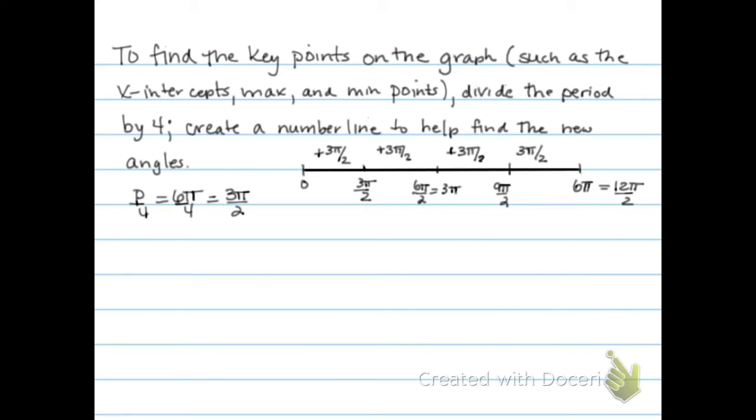All right, so these would be 0, 3 pi over 2, 3 pi, 9 pi over 2, and 6 pi, my new angles for this graph.